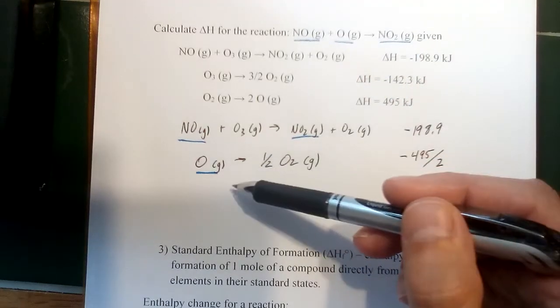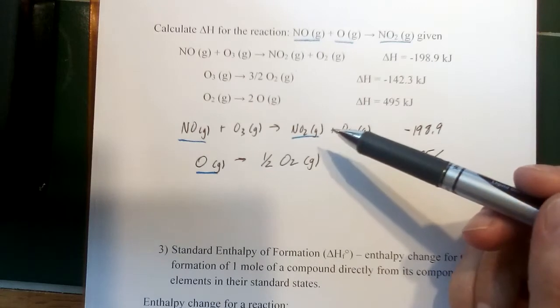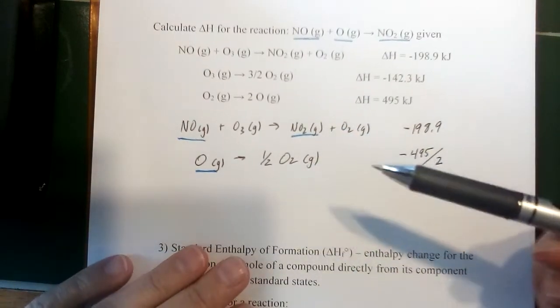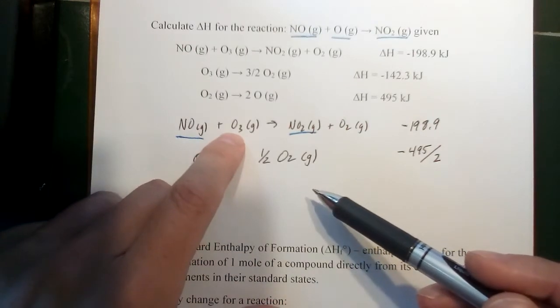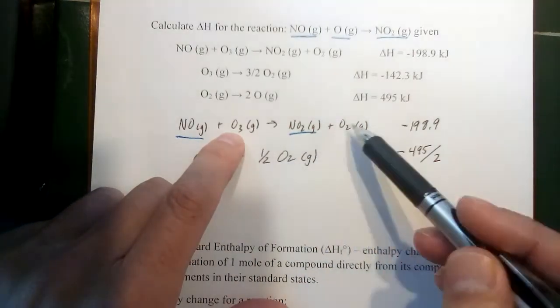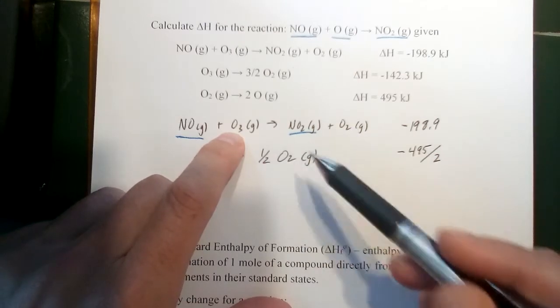So in this case, we need to add a third reaction to try to cancel out those extra pieces that are still there. I need an ozone on the product side to cancel this one on the reactant side, and I need 1.5 molecular oxygens on the reactant side to cancel these on the product side.